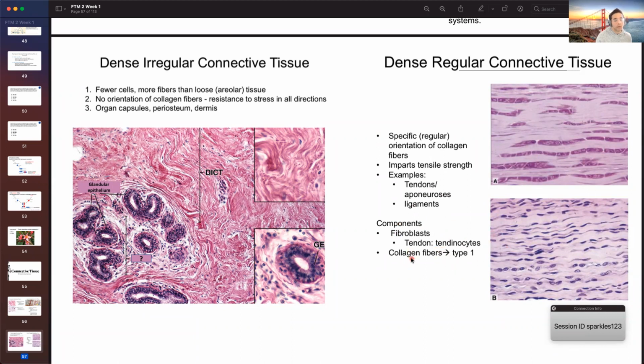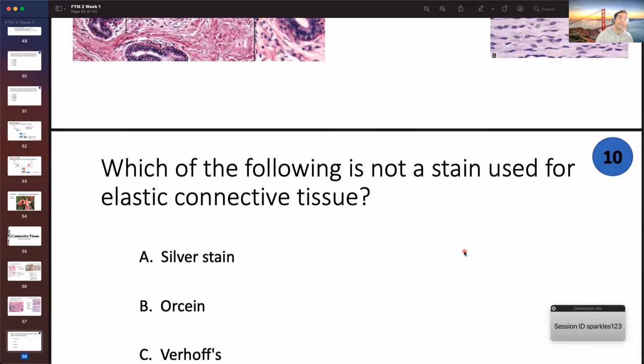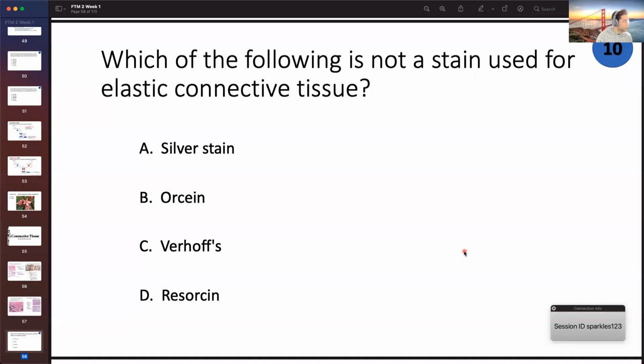And remember, type 1 collagen. We're going to go over the types. There's a nice quick mnemonic to remember them. It's one of the ones that we came across earlier. Before we go on too far into our little adventure with connective tissue, let's do a quick question.